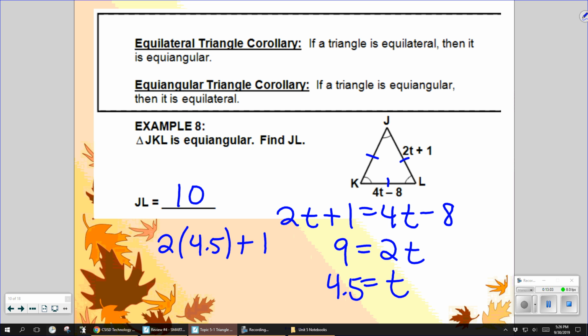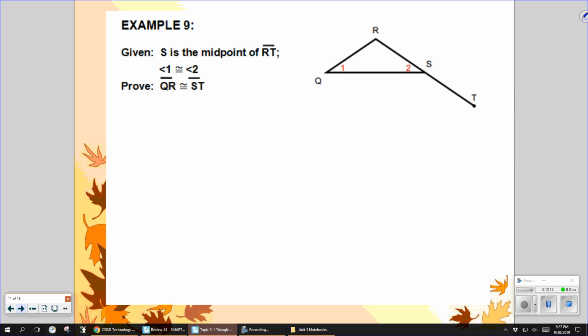All right, so those are fairly easy to use. Equilateral means equiangular, and vice versa. All right, the last one is a proof, and yes, let's try this proof using some of these theorems or corollaries that we just talked about.